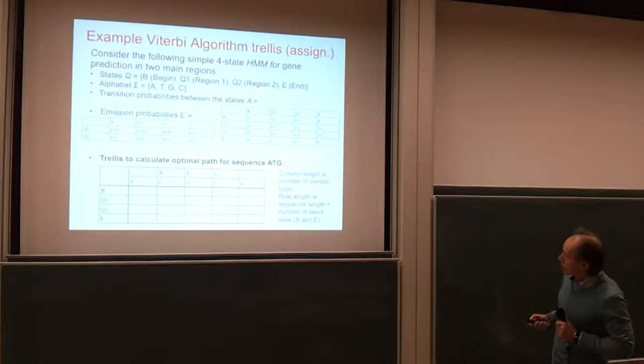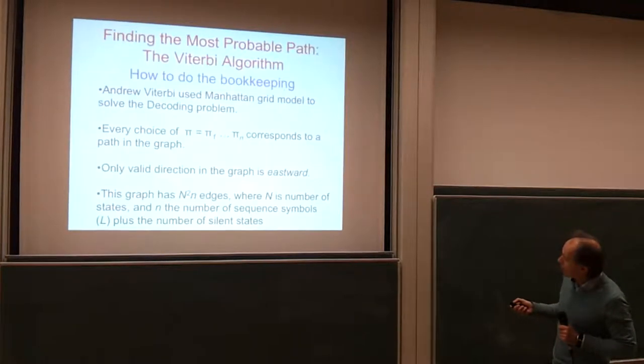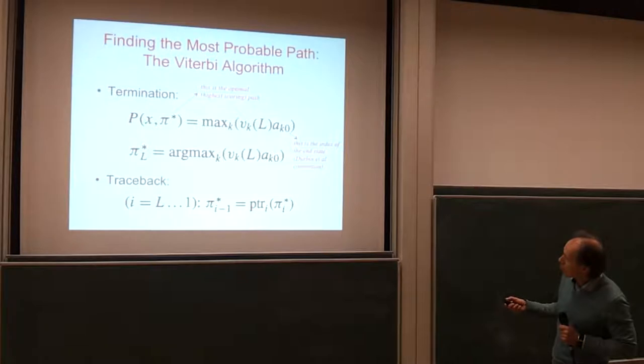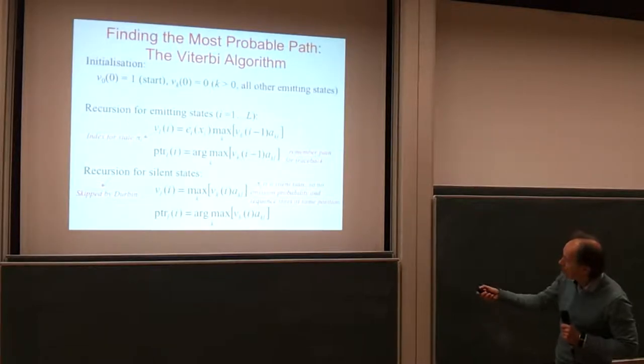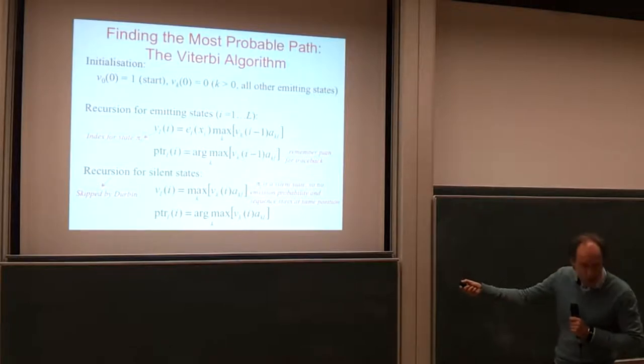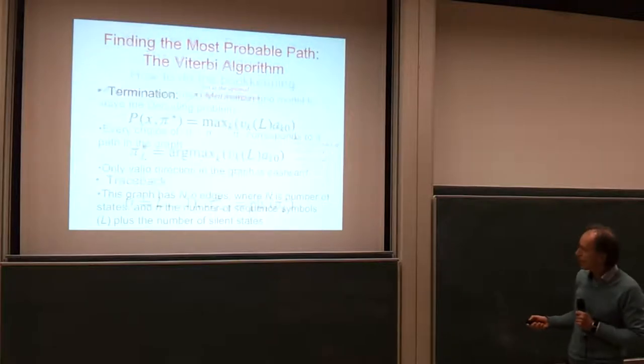So what are we going to do? It's just dynamic programming. Here's the algorithm once again, right? For each of the cells, you calculate where you came from in the trellis, the last column of all the cells in the trellis, and you multiply it with the emission probability of the state you're at. That's important. Okay?